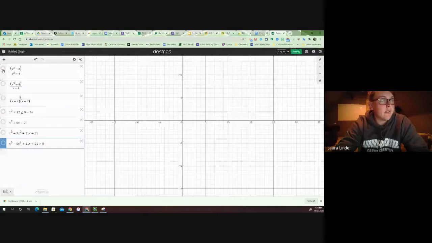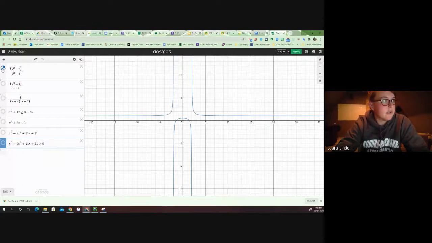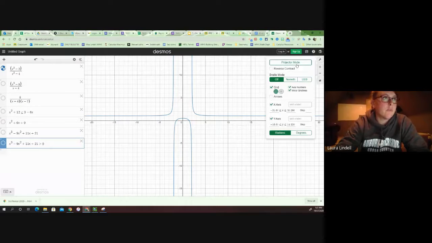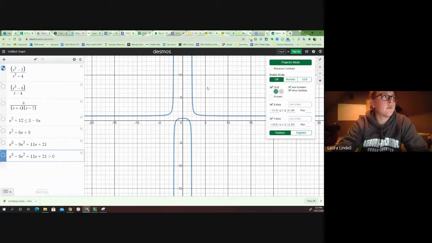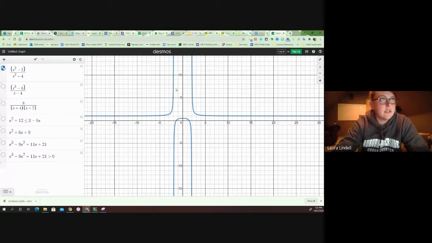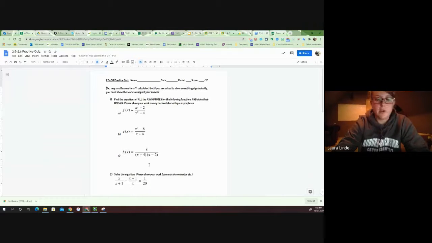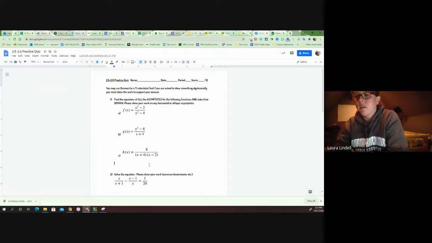So I've already typed all of the ones from the quiz into Desmos. I'm just going to highlight this first one. We had that x squared minus 2 over x squared minus 4. So here we can see we're looking for 2 vertical asymptotes and a horizontal asymptote. So from the equation itself, so this is 1a, it was x squared minus 2 over x squared minus 4.